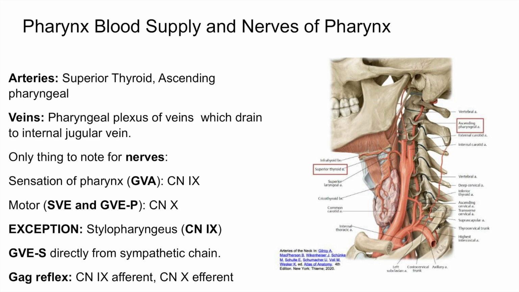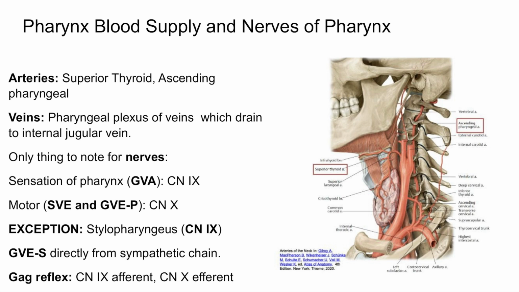Venous drainage occurs through the pharyngeal venous plexus, which ultimately drains into the internal jugular vein, making it clinically relevant for the spread of infection or deep neck space complications. Innervation is where the most testable material lies here.